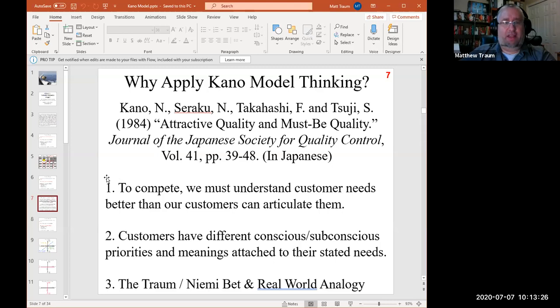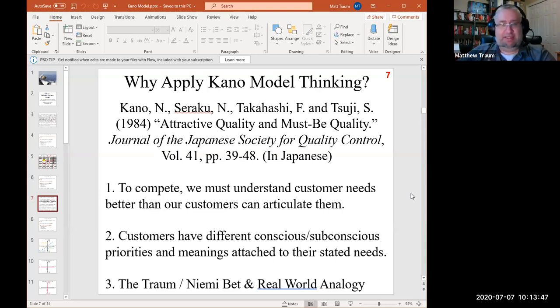But the underlying concept, the kind of why we need this model, is that to compete, we have to understand customer needs as product designers, oftentimes better than our customers can articulate them, right? So we have a customer needs statement. This happens all the time.